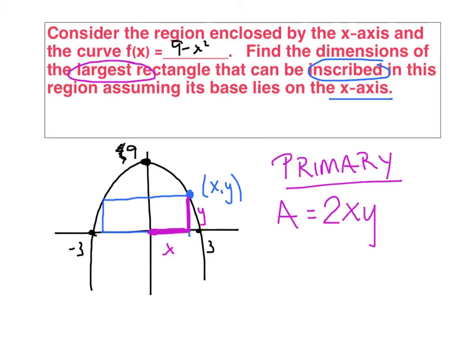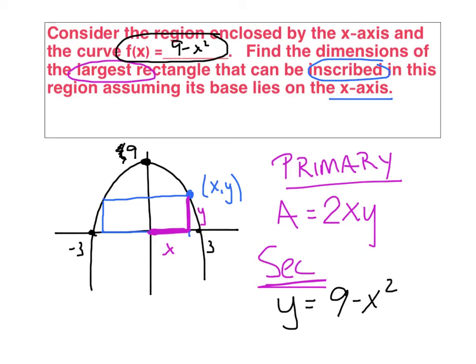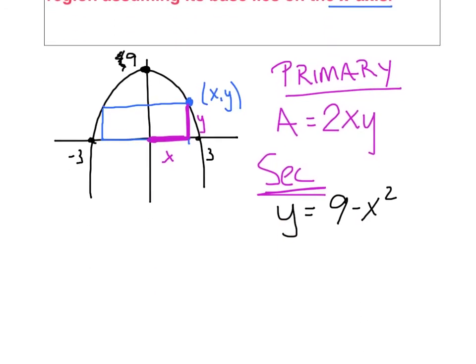My secondary equation is actually a little more subtle. They actually gave it to you. Back in the directions here, they said you have f of x equals 9 minus x squared. Well, that is y equals 9 minus x squared. It's just a little subtle in the directions there. So my area function, my primary, I need to express in terms of one variable, and they told me what y was, so let's just substitute it in.